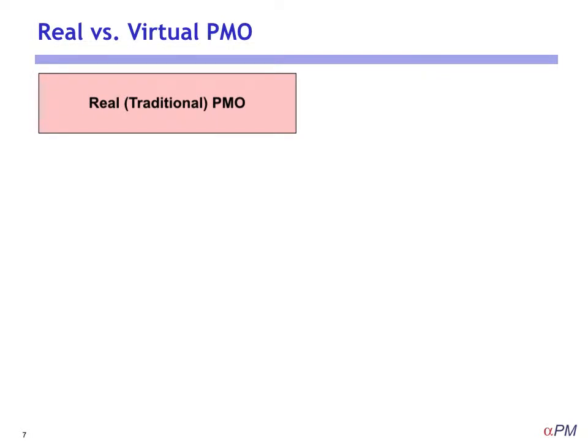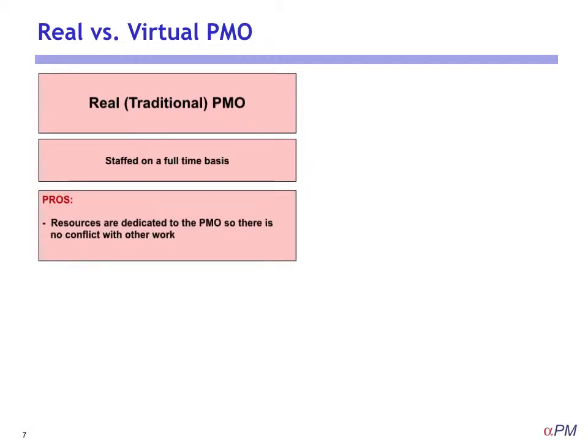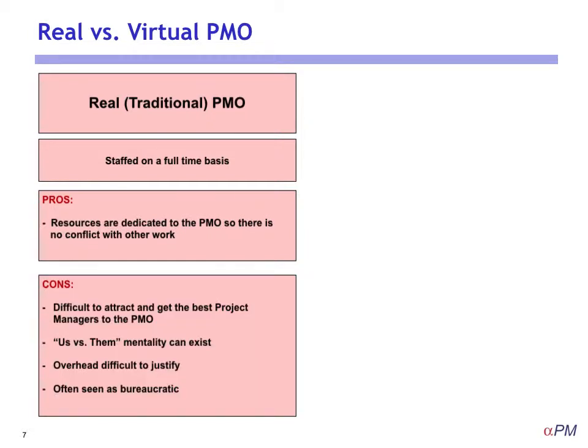So what's the difference between a real or traditional PMO and a virtual PMO? Well, in the traditional PMO, you staff it on a full-time basis. So everyone in the PMO is there for whatever period of time they're there for, but they are all full-time while they are there. So the main pro of that is that the resources are dedicated to the PMO, so there is no conflict with other work. But I think the major con with that type of approach is that it is difficult to attract and get the best project managers into the PMO. And that's for two reasons. That's number one, because the project managers themselves don't want to go to the PMO.